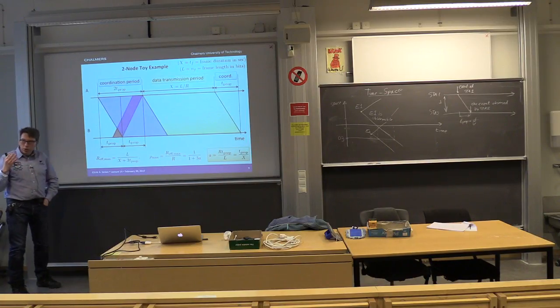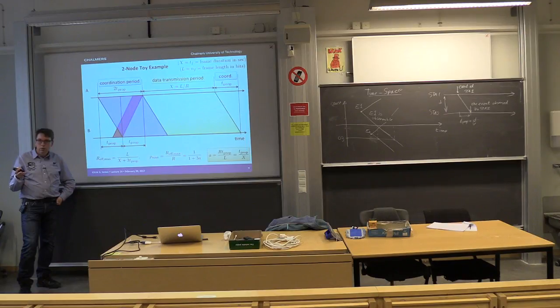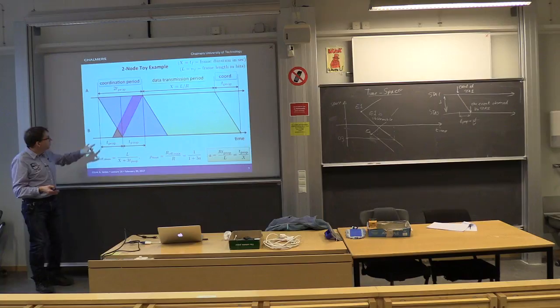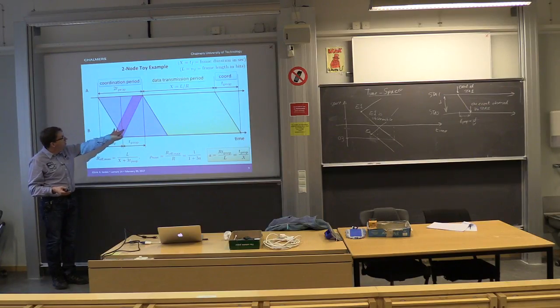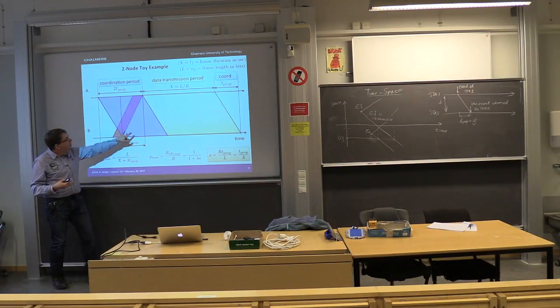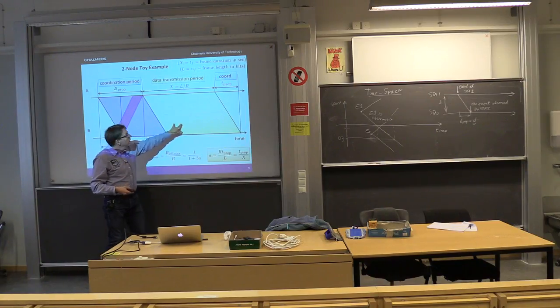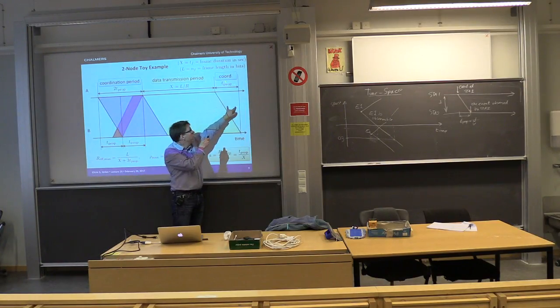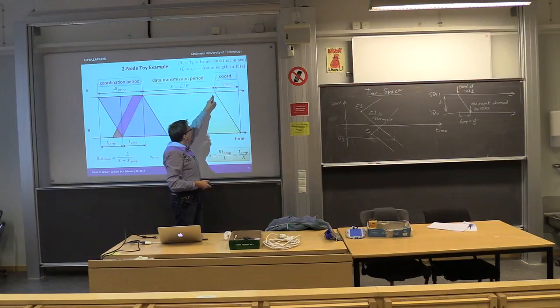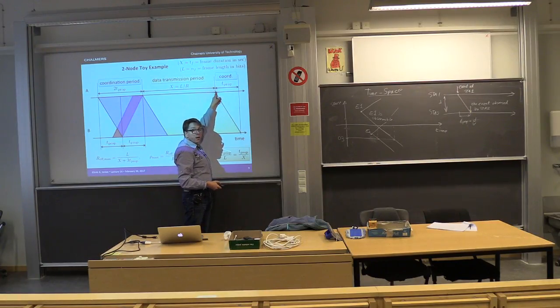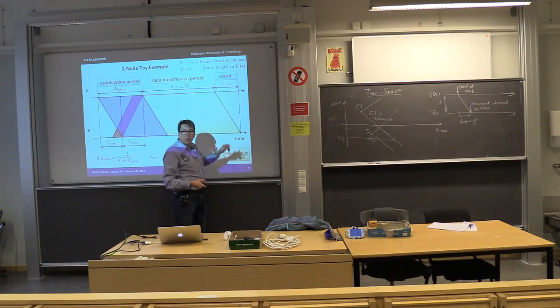Any questions on the logic here? So we basically have three phases here: the propagation, the coordination phase part 1, the data transmission phase, and then the coordination phase part 2. The coordination phase part 2 is that even though the channel is idle at this point in time, station A is not allowed to transmit immediately here. And why is that?